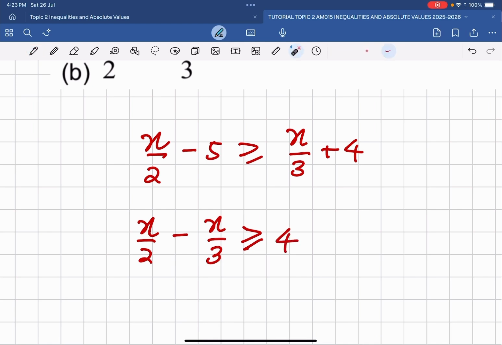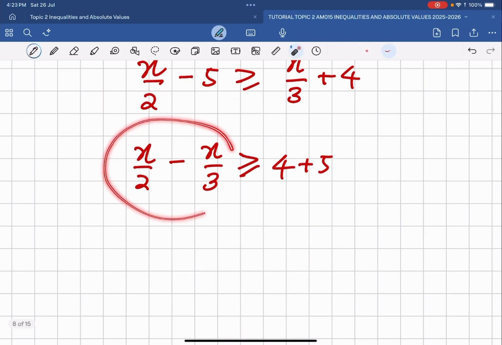This is negative 5. Bring it to the right hand side, we're going to get 4 plus 5. Solve this, you're going to get x over 6.